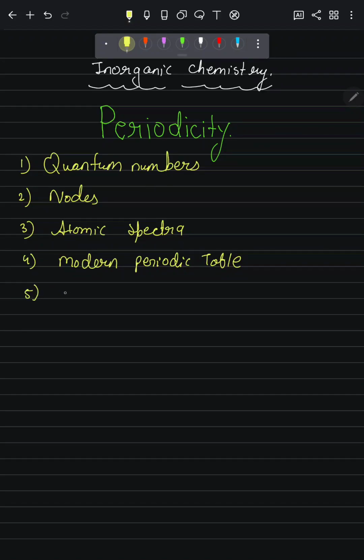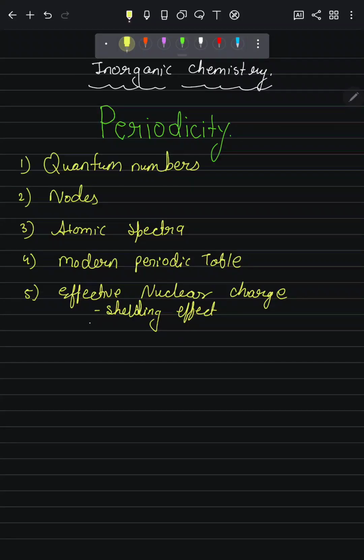And after that we will be discussing the effective nuclear charge. Here we will be discussing the shielding effect, de-shielding effect, etc. After that we will be discussing Slater's rule, and after that we will discuss atomic radii and then ionization energy.